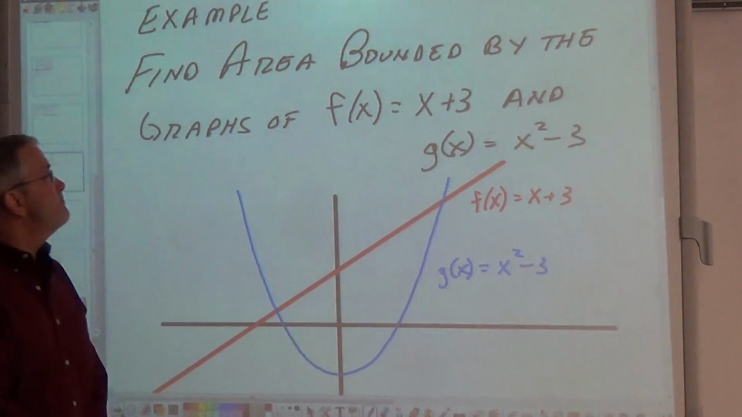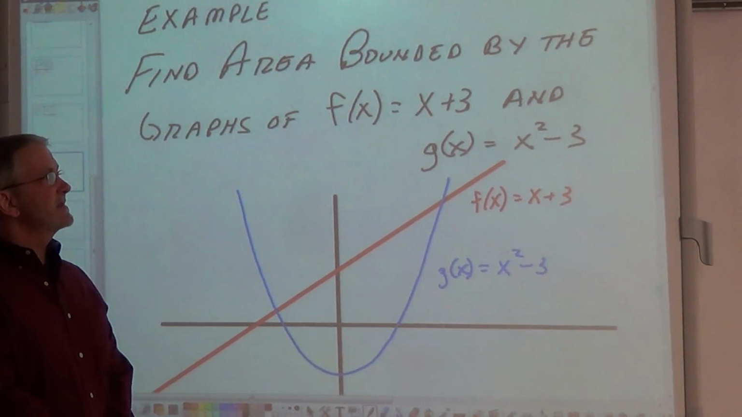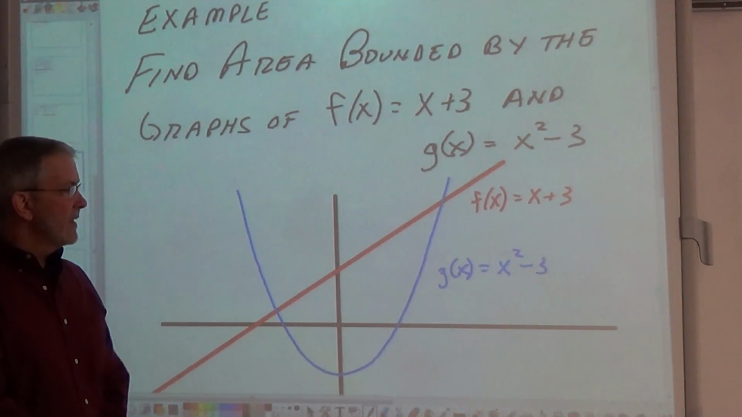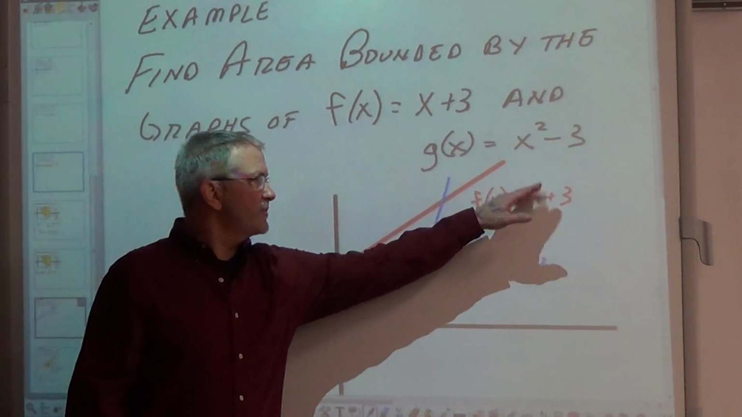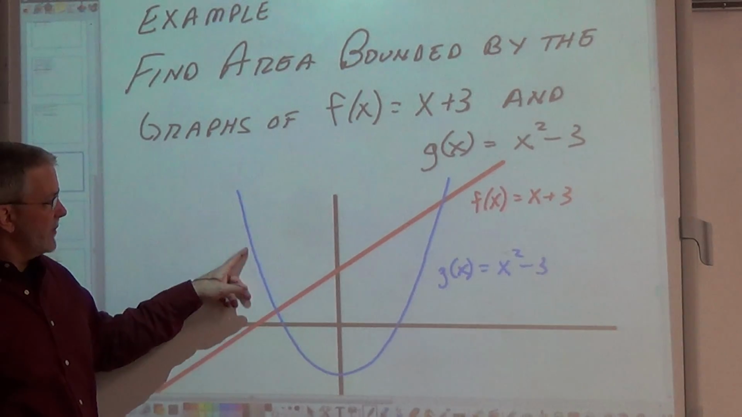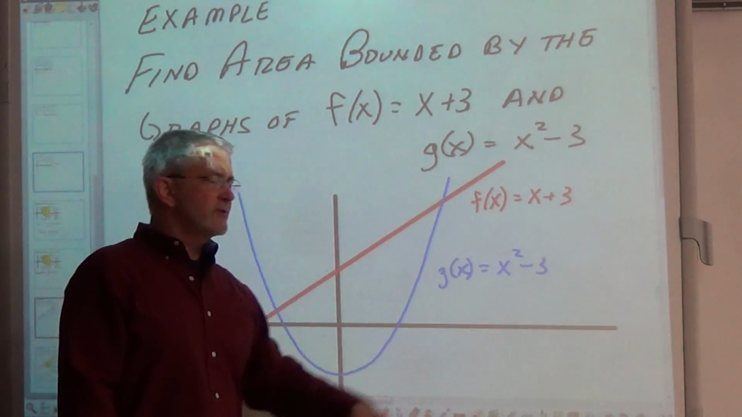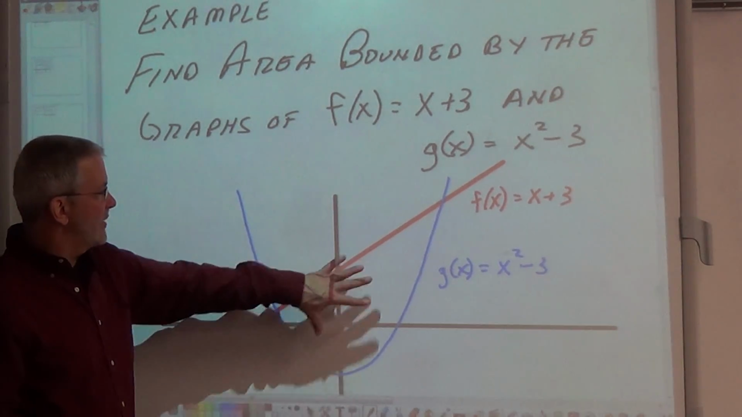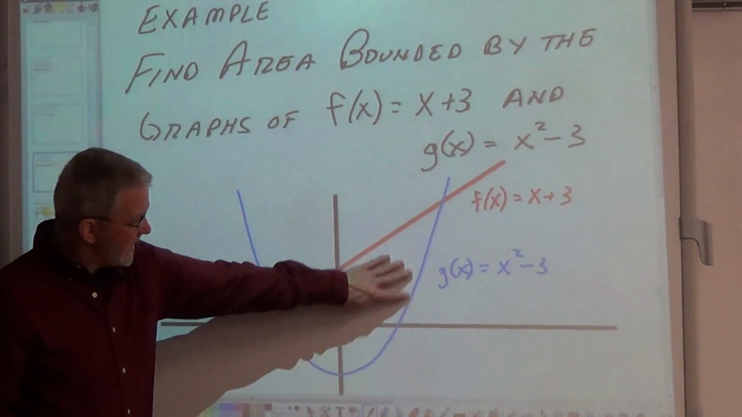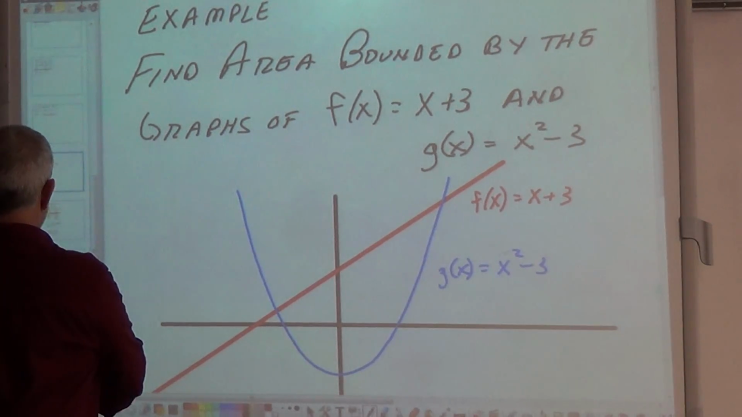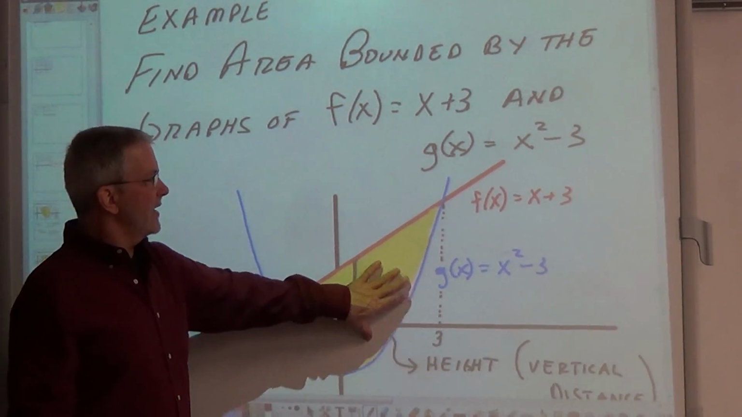Let's do an example. Let's find the area bounded by the graphs of f of x equal to x plus 3 and g of x equal to x squared minus 3. The linear function x plus 3 is easy enough to graph. The quadratic function x squared minus 3 is easy enough to graph also. We want to find the area bounded by those two graphs. This is the only area that's bounded by those two graphs. This is the area bounded.